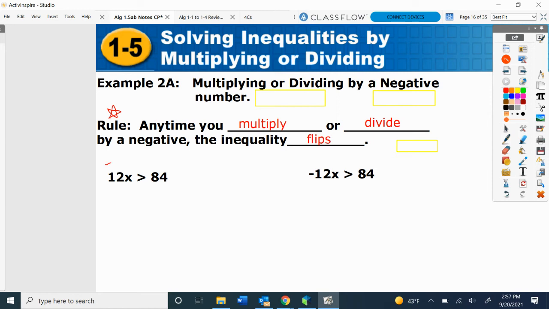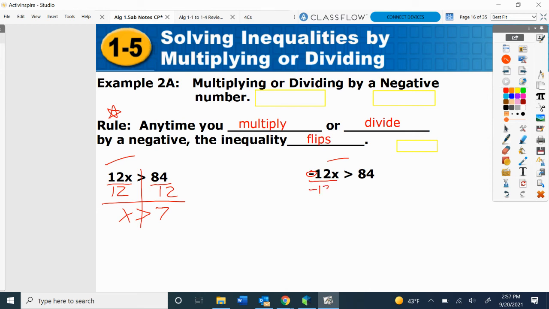Okay, so let me show you a couple examples. Look at these two problems. They almost look identical except for that negative symbol with the 12. So if we were going to solve it, let's start with the one on the left. We would divide by 12, and we would get x is greater than 7, and that would be our answer.